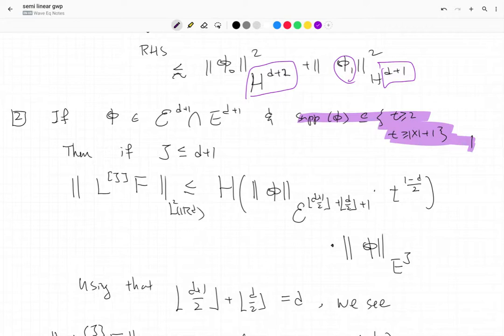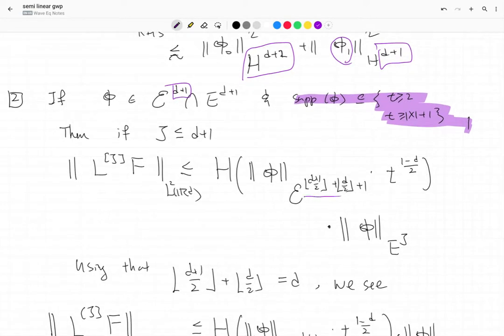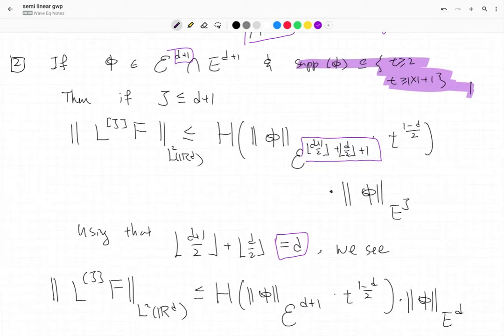Now the key here is that we chose d plus 1 because, let's look at the power here. For this power, we note the following basic arithmetic fact: floor of (d plus 1) over 2, plus floor of d over 2, is equal to exactly d. Again, you can prove this by induction. This is a Math 299 problem. So this tells you that this term here is exactly equal to d plus 1.